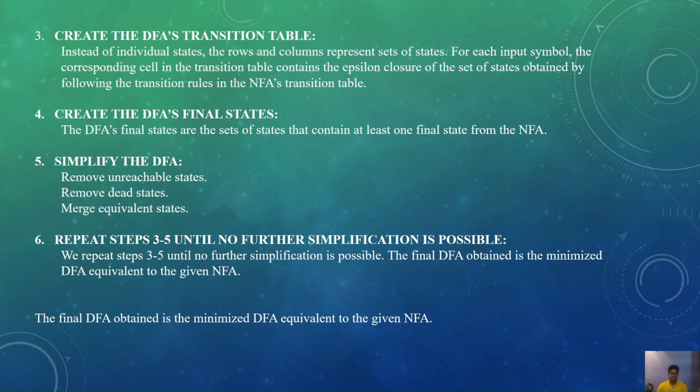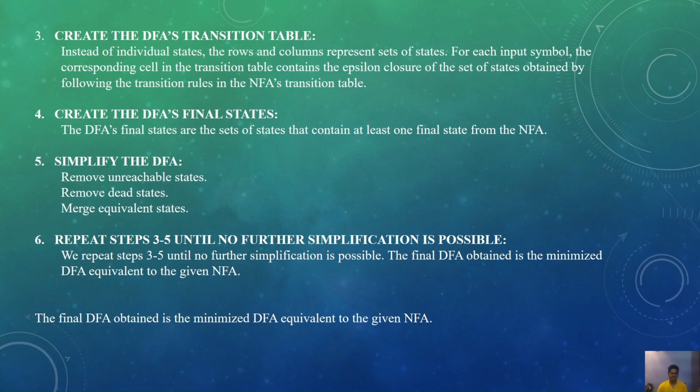Instead of individual states, the rows and columns represent sets of states. For each input symbol, the corresponding cell in the transition table contains the epsilon closure of the set of states obtained by following the transition rules in the NFA's transition table. Step 4. We create the DFA's final states. The DFA's final states are the sets of states that contain at least one final state from the NFA.